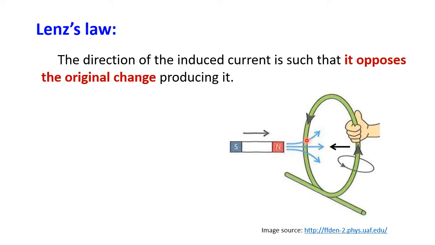So here the flux change is there, and it has to oppose. Here the north pole is coming, so it has to oppose this, meaning it compulsorily has to generate the north pole here. To generate the north pole here, it compulsorily has to produce the current. So the current will generate in this direction, as shown in the diagram.